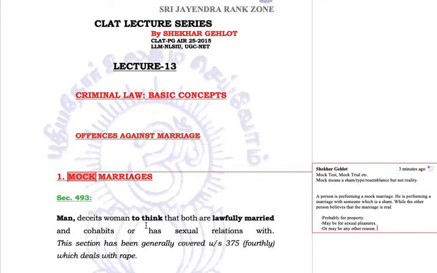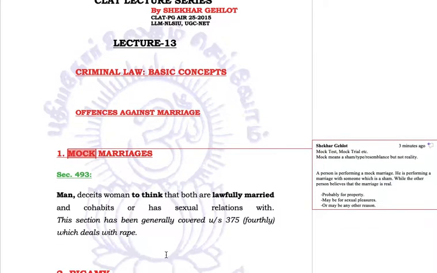A man deceives a woman to think that both are lawfully married, cohabits and has sexual relations. This section has generally been covered under section 375 clause 4.3, which deals with rape. So this is also a kind of rape, but this is a separate offense as well. If a man deceives a woman to think that both are lawfully married, cohabits and then has sexual relations with the woman, he will be punishable under this section as well as under section 375.